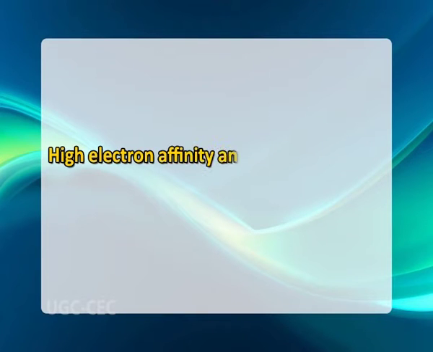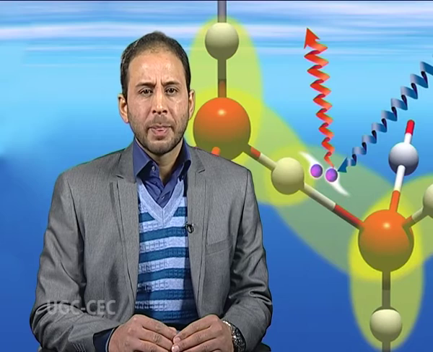The second factor is high electron affinity and electronegativity. The atoms with high electron affinity and electronegativity gain electrons easily and hence form anions readily. For example, the halogens, 7th A group elements, can form anions readily due to small size, high electron affinity and high electronegativity.